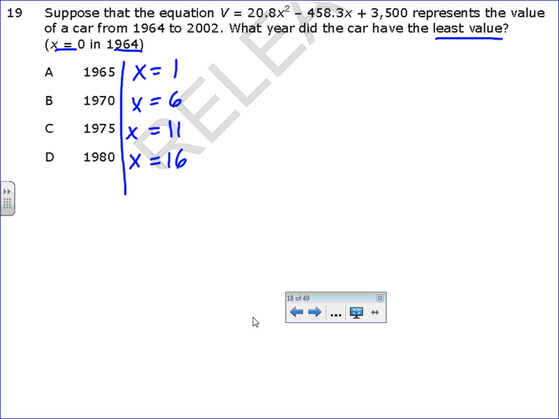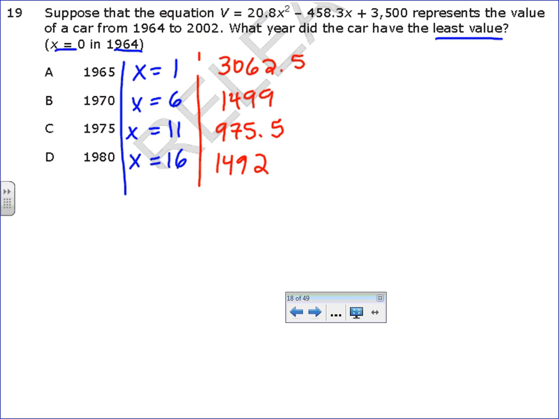Since this is calculator active, the best thing to do would be to enter this into your y1, and then you can graph it, but you really don't need to. After you enter into y1, you should have a table function. Okay, so you can see the table, and then record the values for each one of these. When x is 1, you should see 362.5. When x is 6, you should see 1499. When x is 11, you should see 975.5. And when x is 16, you should see 1492. Okay? So when it says what year has the least value, it is clearly C. $975 is the smallest amount.